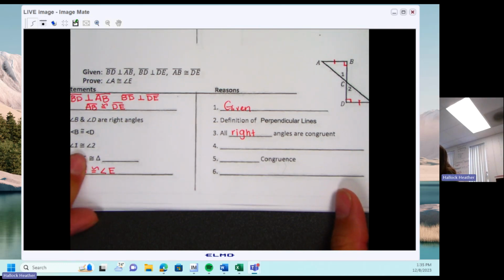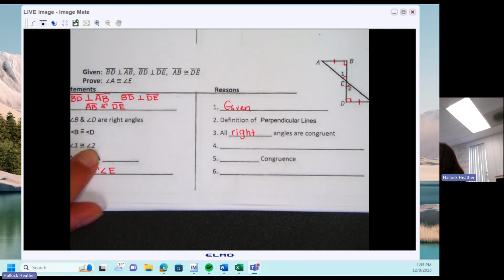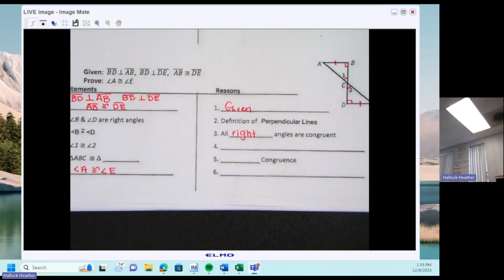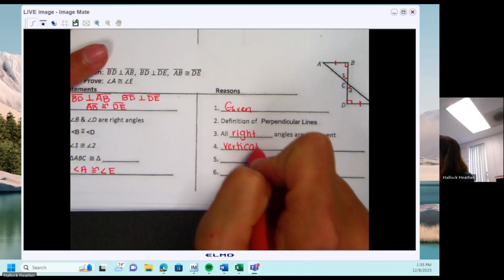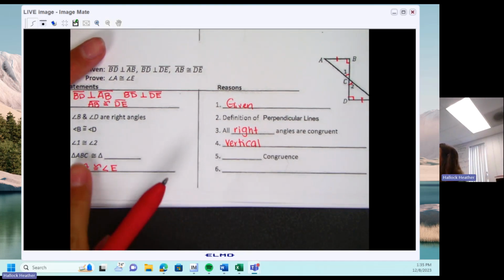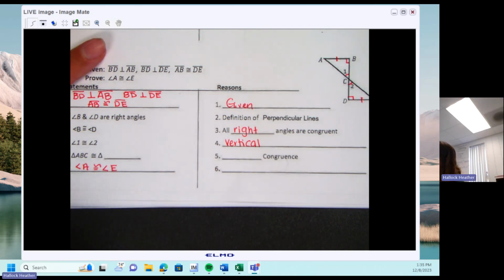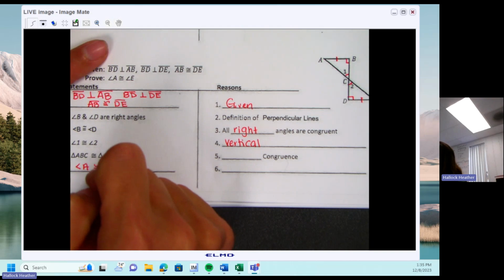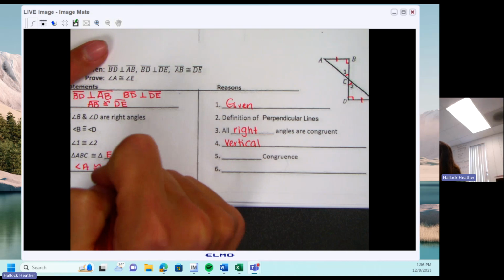Angle 1 is congruent to angle 2. They're telling me these two angles are congruent. What theorem could I use? Vertical angles. And then triangle ABC is congruent to a specific triangle. If I say A first, what has to go first? E. Okay. What has to go next if I say D? D, and then the last one, C.